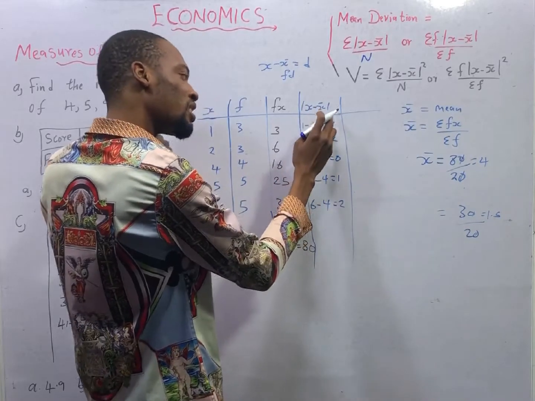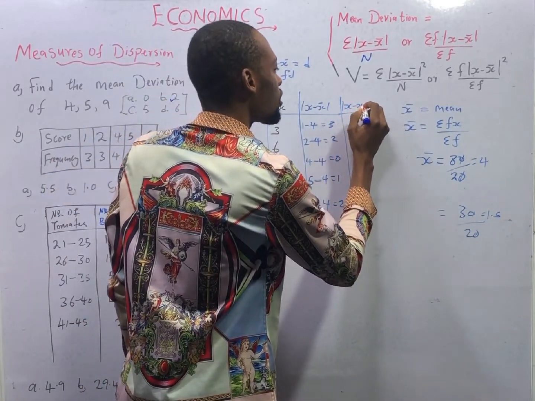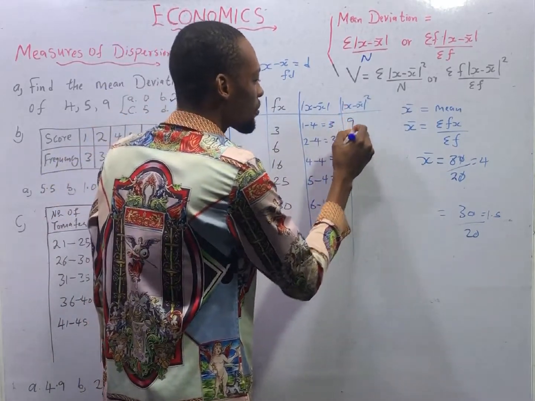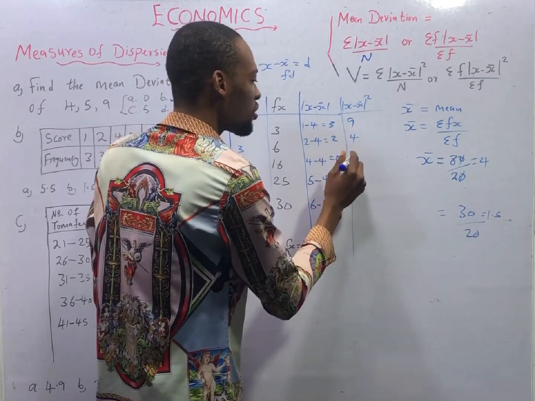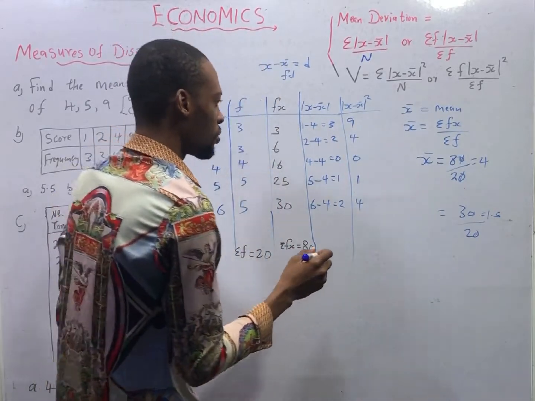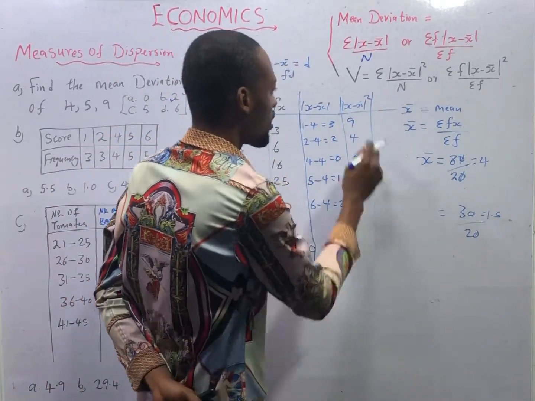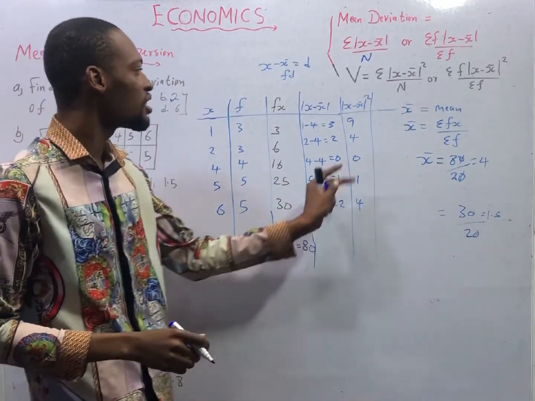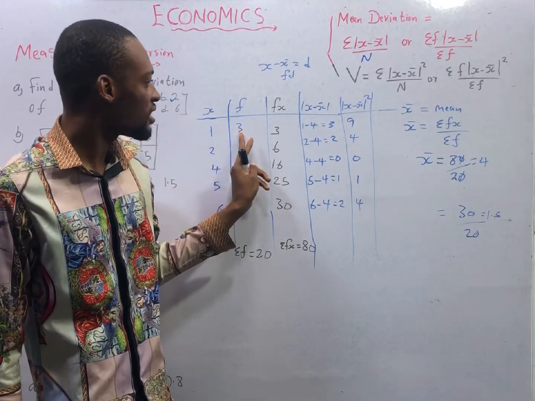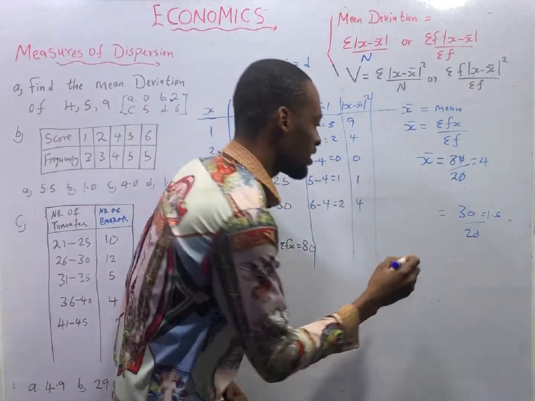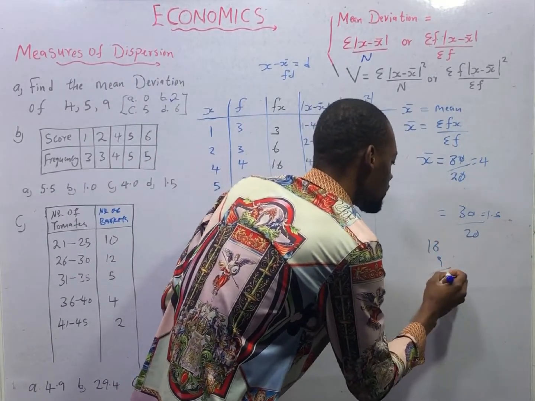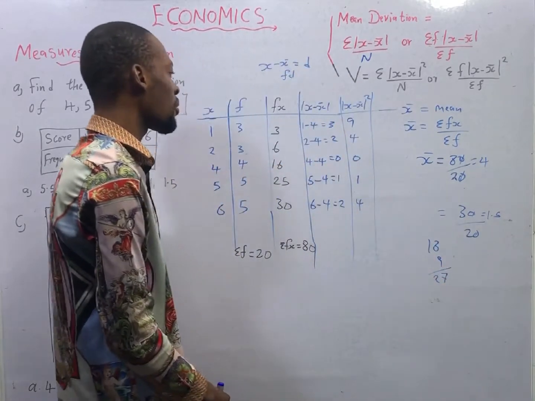So after looking for S minus S bar, you look for S minus S bar squared, which means you square everything here. 3 squared is 9, 2 squared is 4, 0 squared is 0, 1 squared is 1, 2 squared is 4. So this is S minus S bar squared. It is this S minus S bar squared you will now use to multiply F. So that is 3 times 9, 27, if I am correct.